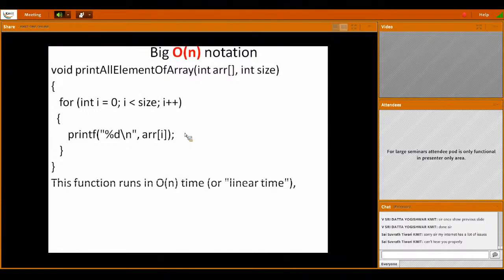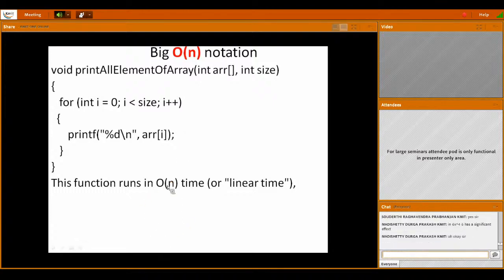Now see the code. In this code, for I is equal to 0, I less than size, I plus plus. When I'm calling this function, I'm passing the array and I'm passing the size. So what I have done is boiled down my code to O notation, ON. And what is this N? N is nothing but the size of the array, because the loop has to print each and every element. How many elements need to be printed? N number of elements.